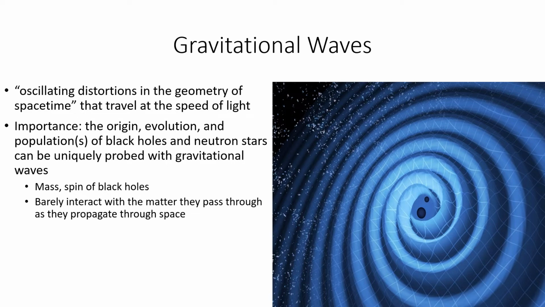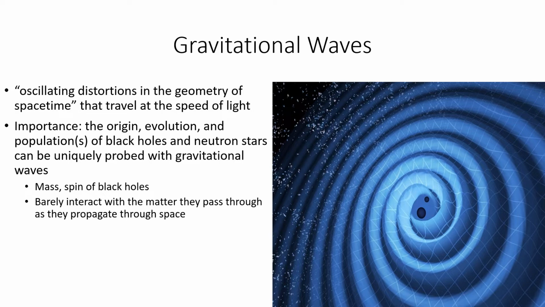Gravitational waves can be described as oscillating distortions in the geometry of spacetime that travel at the speed of light. The importance of studying these waves is that the origin, evolution, and populations of black holes and neutron stars can be uniquely probed with gravitational waves. Through studying gravitational waves, we can learn things about the black holes, such as their mass and spin.